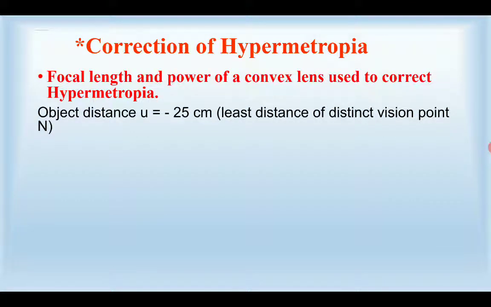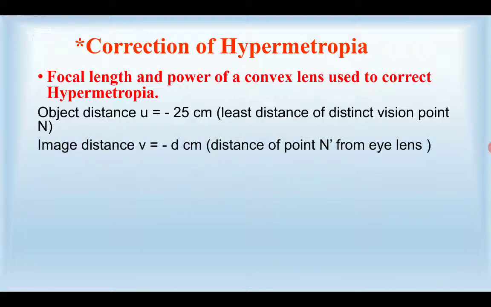So in this case, the object distance is minus 25 centimeter. That is the least distance of distinct vision, point N, and the image is formed at the position minus d, or at d in front of the lens. So this is the new position or distance of point N from the eye lens.